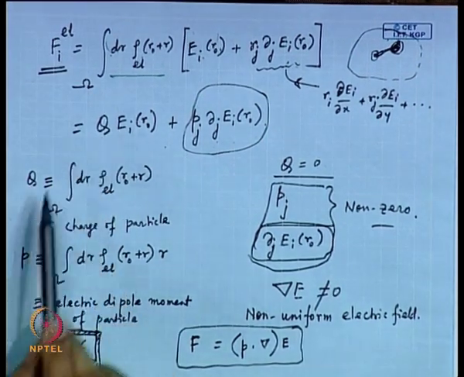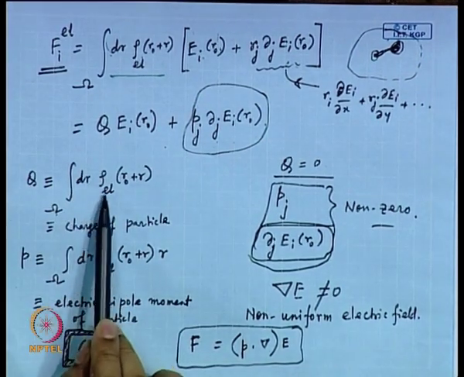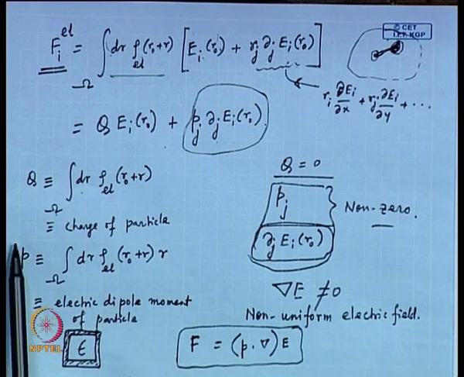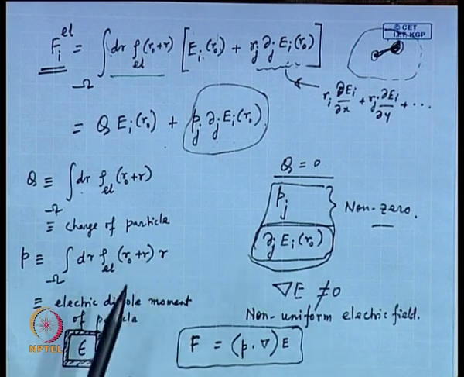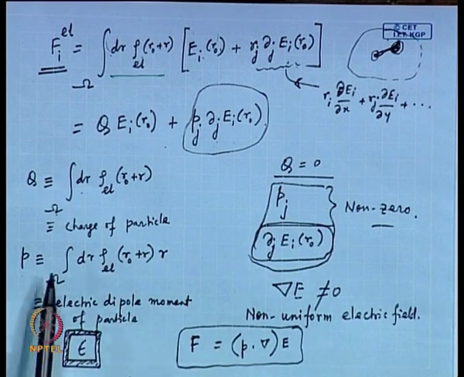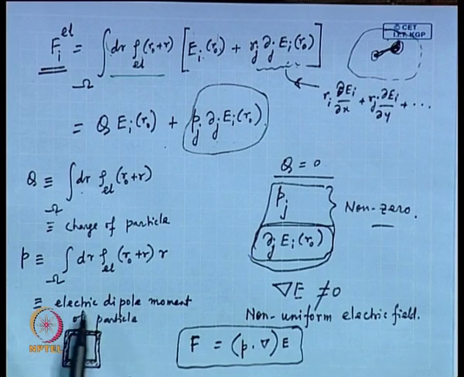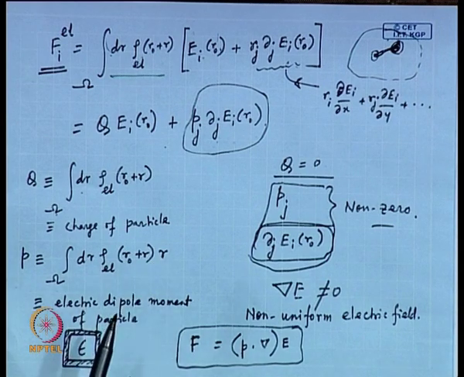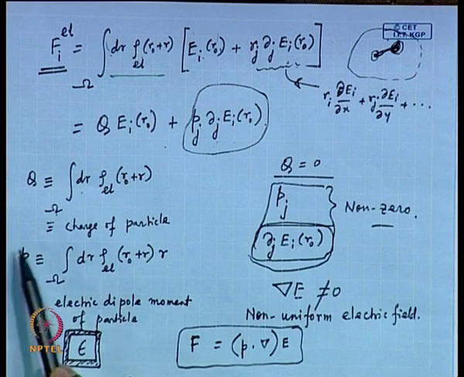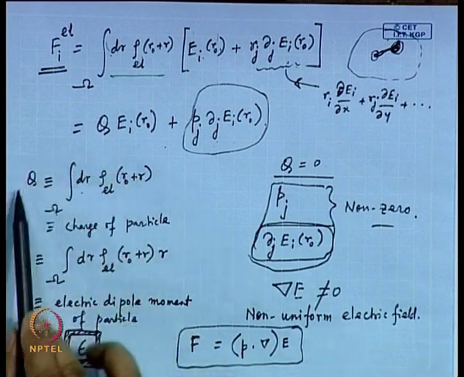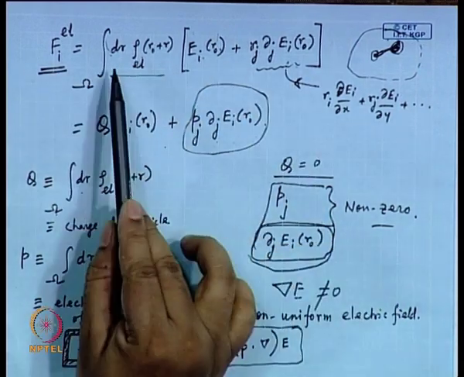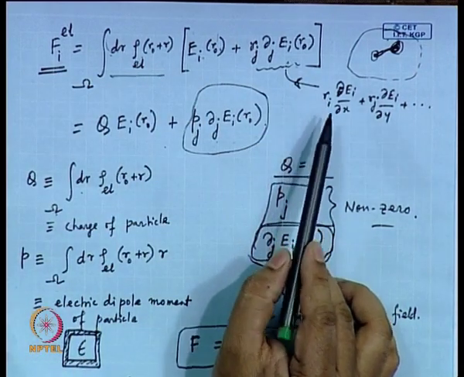Now, what is Q? Q is basically the integration dr rho EL (r0 plus r), and this is referred to as the charge of the particle. On the other hand, P is referred to as the electric dipole moment of the particle, that is the quantity integral of dr rho EL (r0 plus r) into r. So this is called the electric dipole moment, and Q is the charge of the particle. These are an immediate result of this expansion.